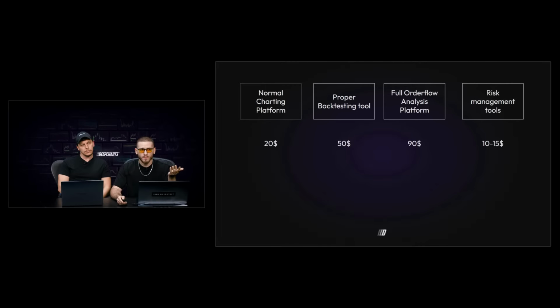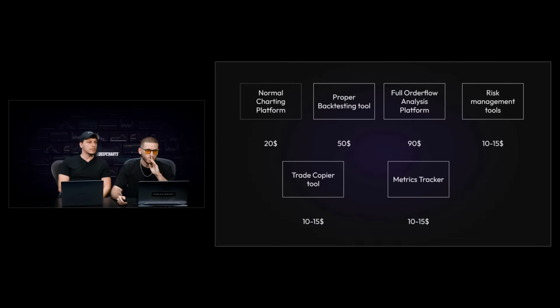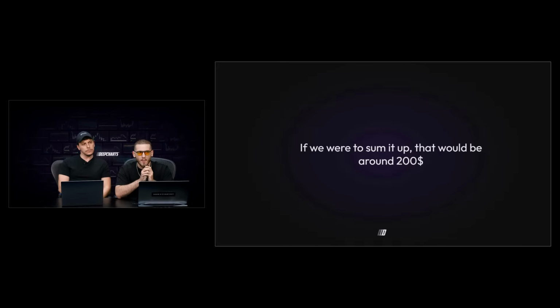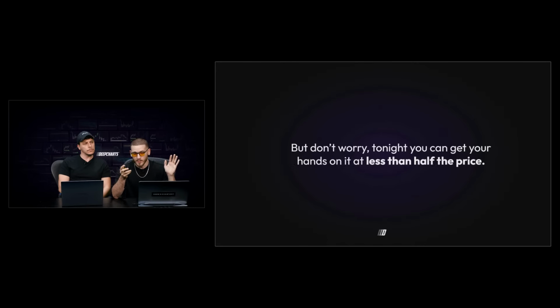And the risk management tools, $10 to $15, just that. A trade copier for MT4, you can get it for $10 to $15 on average per account. Here you don't have limits. And then you have the metric tracker. Journals, average journals go from $10 to $15 a month. So if we were to sum this up, that would be around $200 per month that you have to buy, every single thing by yourself, and then put them all together. Here you have them all in one place, not with a crazy UI, but with a super smooth user experience. So that would be a fair price, to be honest.